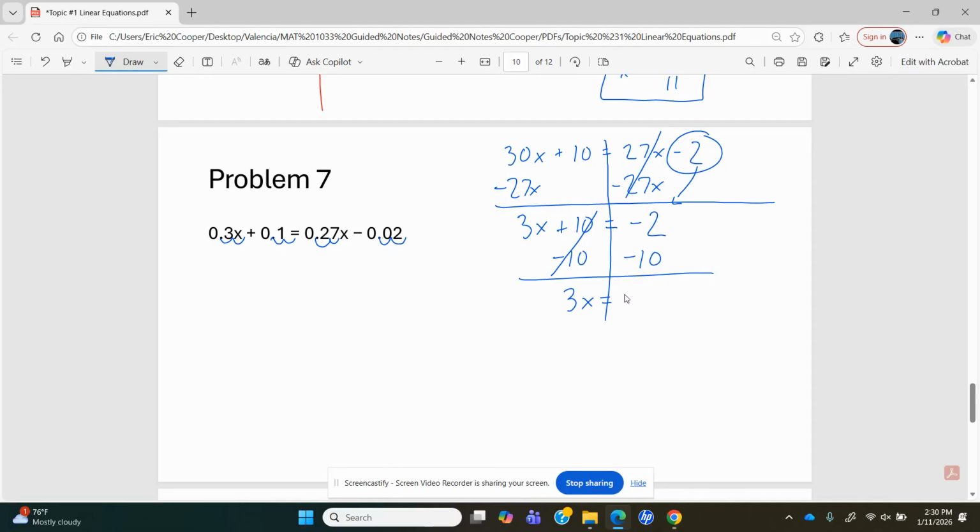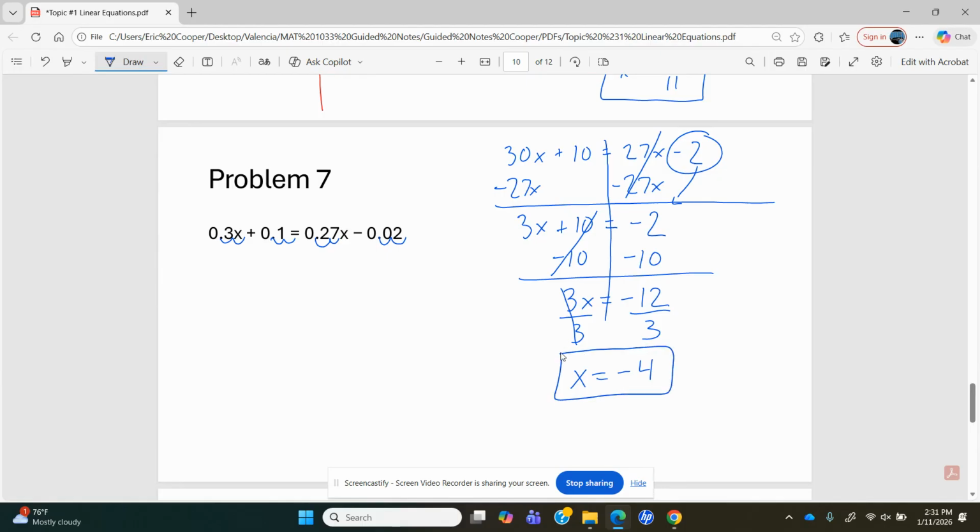Negative 2 minus 10 gives me negative 12. Finally, I've got 3x equals negative 12. I've got to get the x by itself. It says 3 times x, so I will divide both sides by 3. On the left, I've got x. I've got a negative divided by a positive. A negative divided by a positive will always come out to be a negative number. 12 divided by 3 is 4.